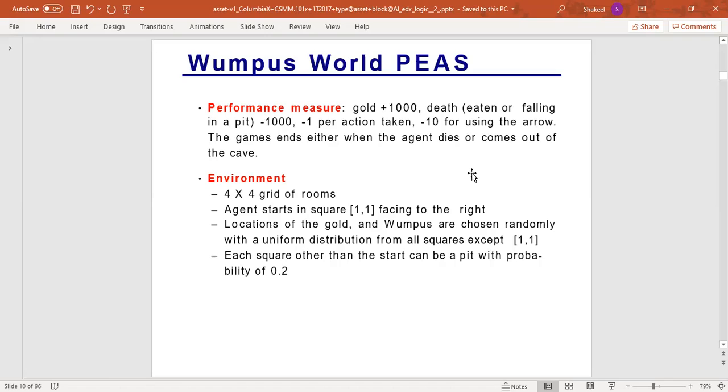The environment is a 4 by 4 grid of rooms. The agent starts in the bottom left room, that's room 1-1, facing to the right. Locations of the gold and the Wumpus are chosen randomly with a uniform distribution from all squares except the start square 1-1. Each square other than the start can be a pit with some probability, which is a probability of 0.2.